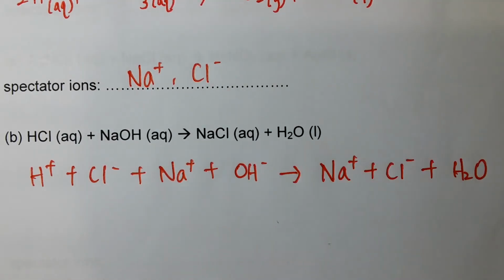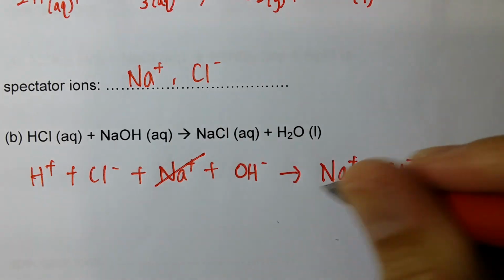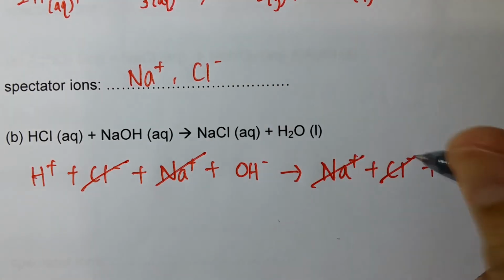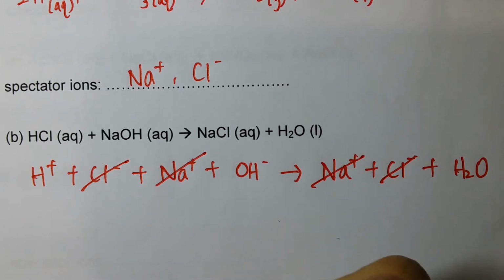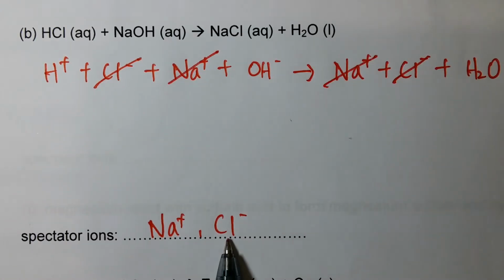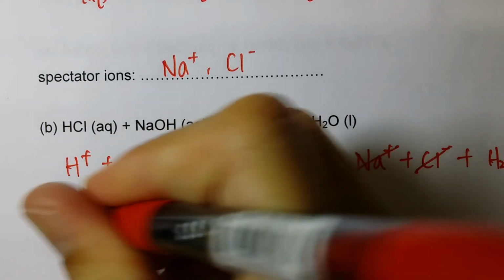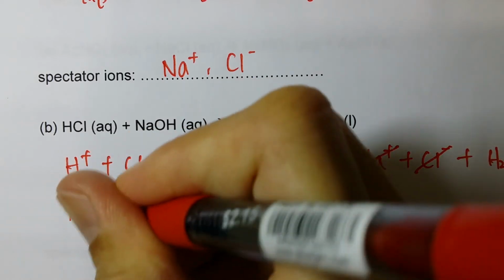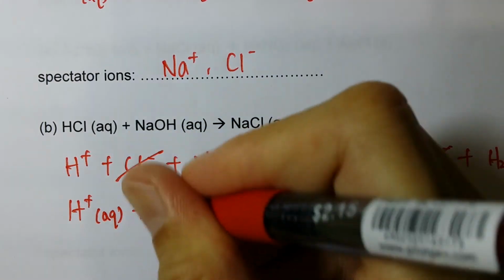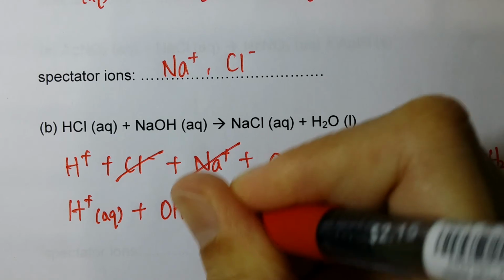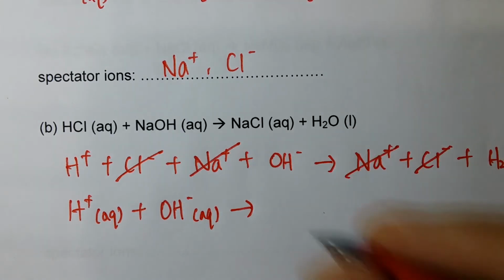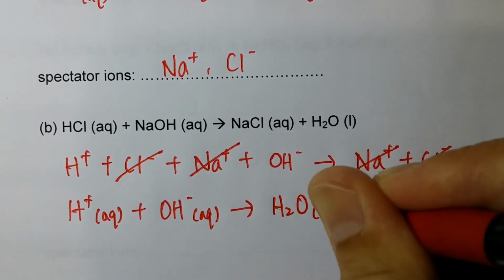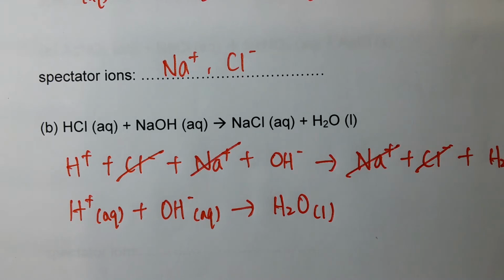Okay, so at this point, the spectator ions are Na+ and Cl−, or you can spell out sodium ion, chloride ion. Then rewrite: H+ (aq), OH− (aq), H2O (l). Okay.